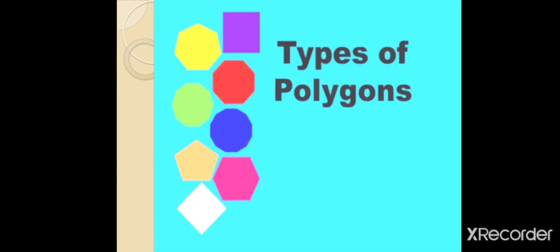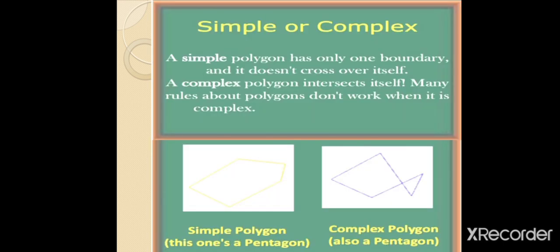Here we are going to start with the types of polygon. First is simple or complex. A simple polygon has only one boundary and it does not cross over itself, just like figure number 1.